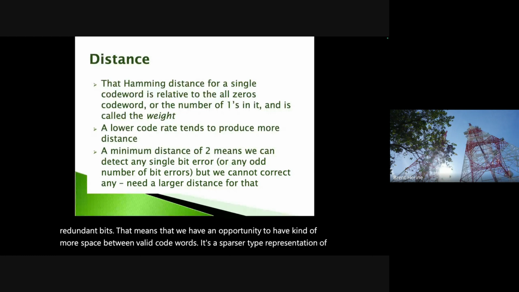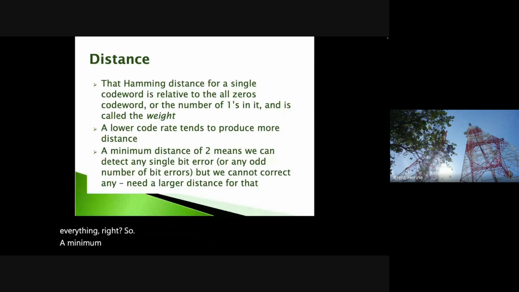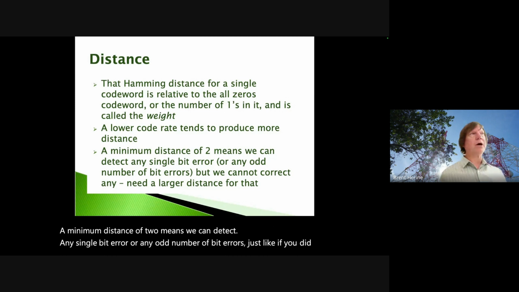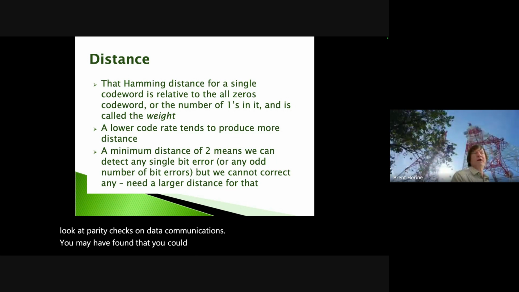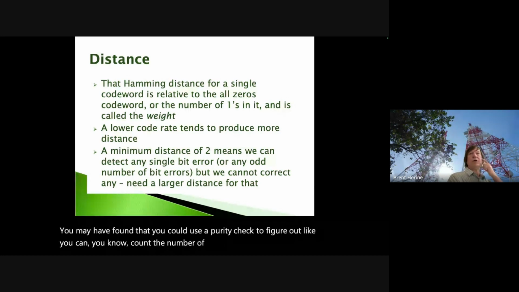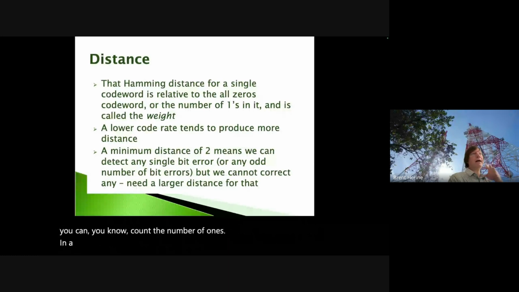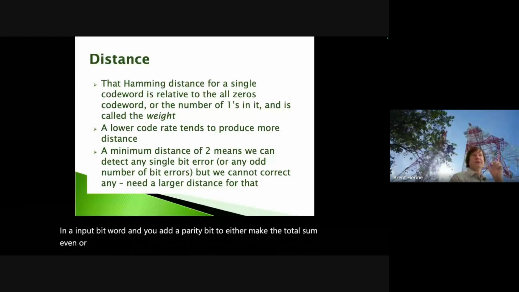So a minimum distance of 2 means we can detect any single bit error or any odd number of bit errors. Just like if you looked at parity checks in data communications, you may have found that you could count the number of ones in an input bit word, and you add a parity bit to make the total sum either even or odd, right? Does that ring a bell?